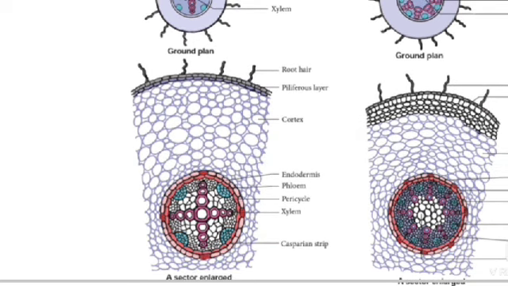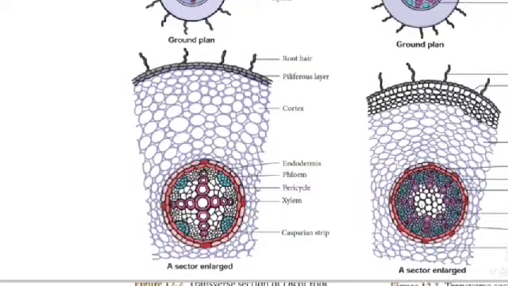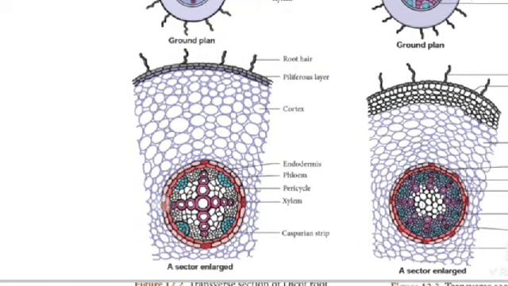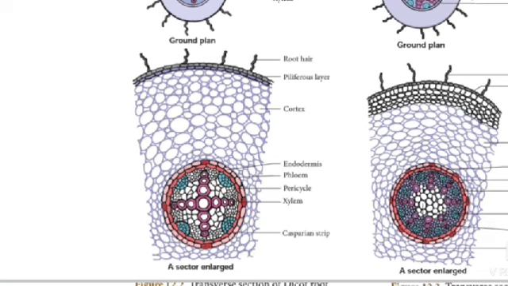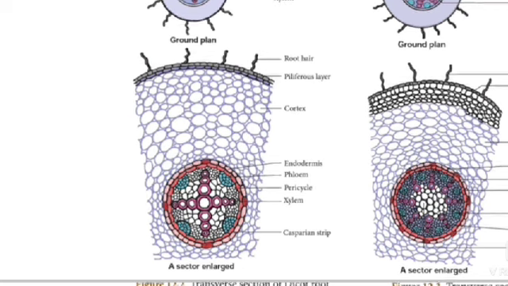The Casparian strip closes the endodermis, and only four cells are open. In the protoxylem region, the four gap cells transport water and minerals inside the vascular bundle. Inner to the endodermis, a region of parenchymatous cells is there, called the pericycle. A transverse section of dicot root.